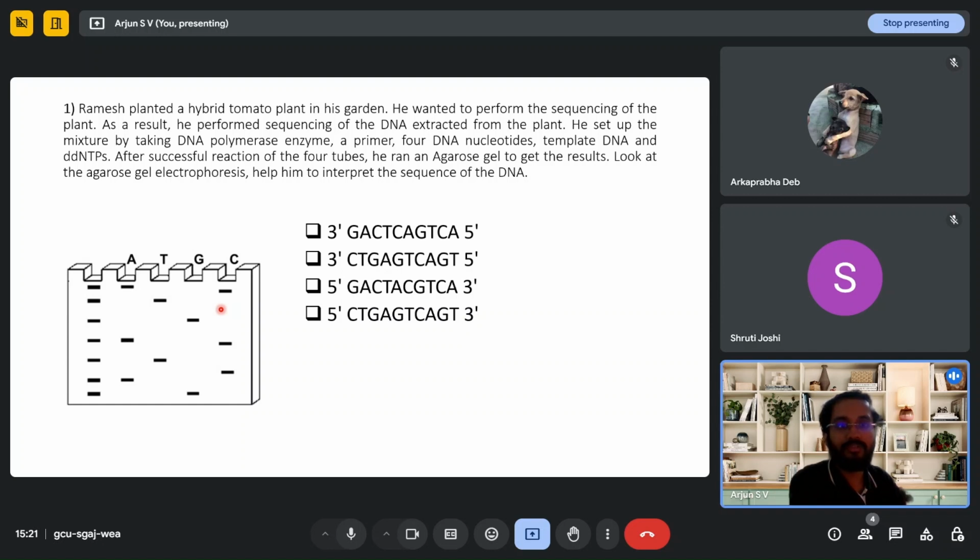So does anyone want to go around saying how to go about this question? I'll give you guys some time to just look at the gel.